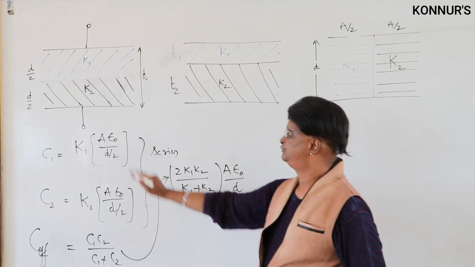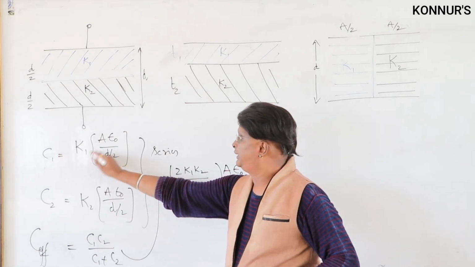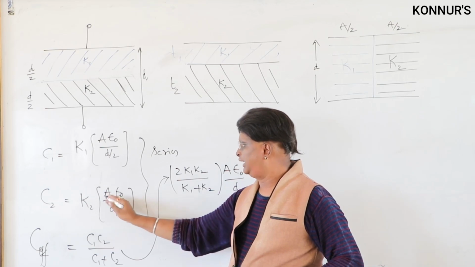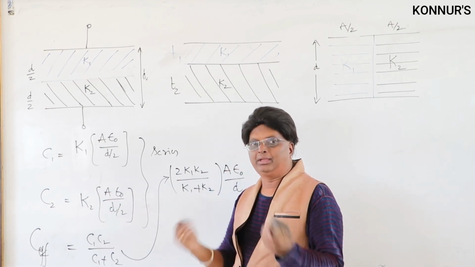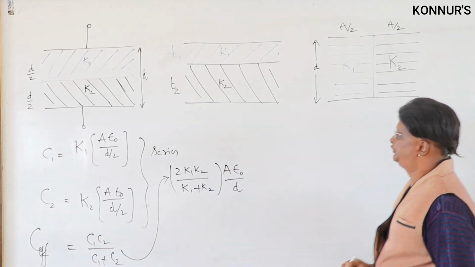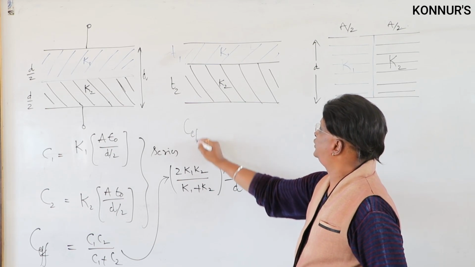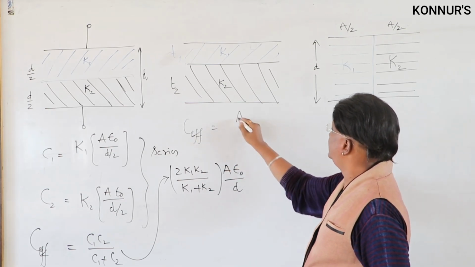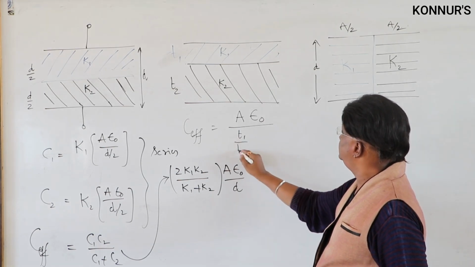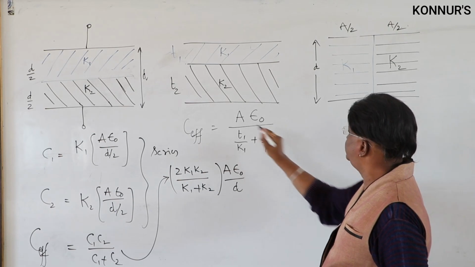You have to write C1, which will be K1 epsilon naught A by T1, and again C2 is K2 epsilon naught A by T2. Again that will give you C1 C2 by C1 plus C2. So for this case I am writing the result. What is C effective? You will get the result A epsilon naught by T1 by K1 plus T2 by K2.